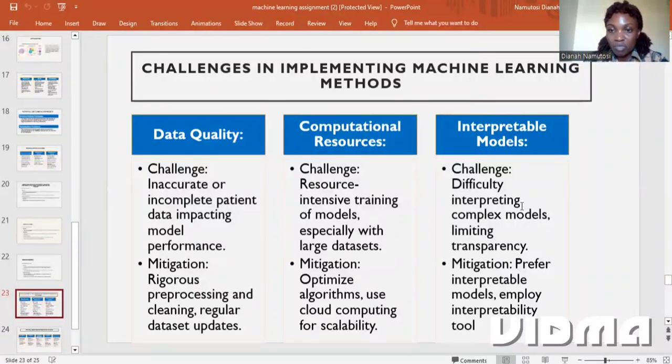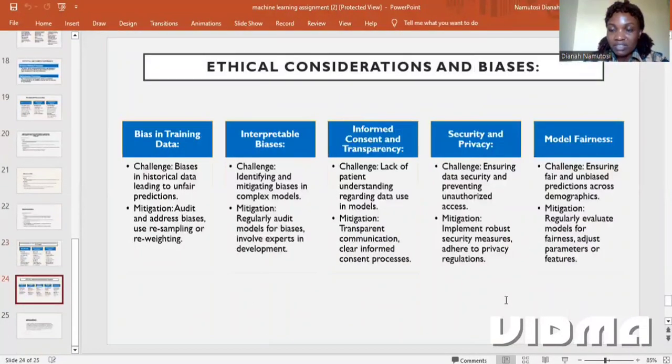To interpret the data. Then mitigating these problems: for data quality, always update the data and clean the data, then use cloud computing for scalability on large datasets, and regularly train these models to give appropriate and right results. Then all the biases that are written here can be mitigated through really having an open mind. For example, if you work on these projects and don't interact with patients, not knowing what they really go through can cause issues. Then security, coming up with security measures.